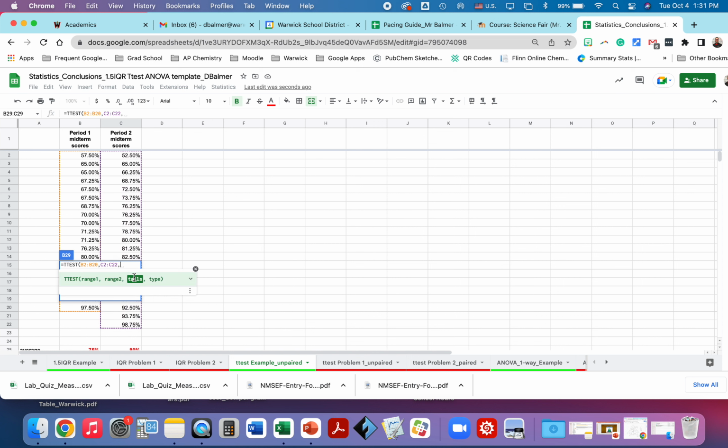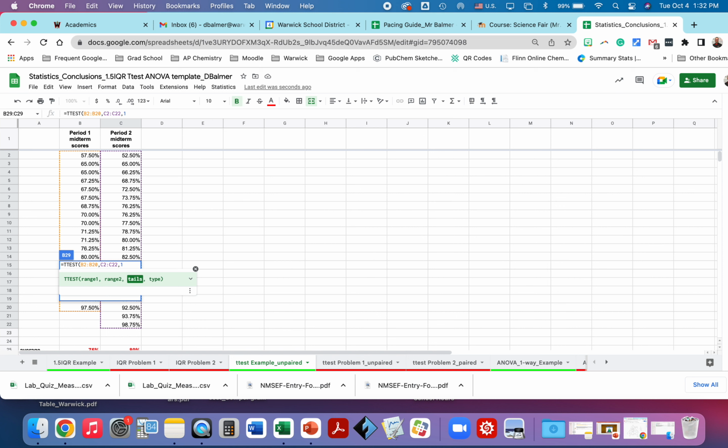The number of tails. Because I'm trying to prove that one group did better than another group, I'm only going to look at one end of a bell curve. In the last video, when we were talking about standard deviation, we went over a bell curve. So when you're looking at a group did worse than another group or a group did better than another group, you're going to focus on one of the tails. So as far as number of tails, I'm going to click number 1.